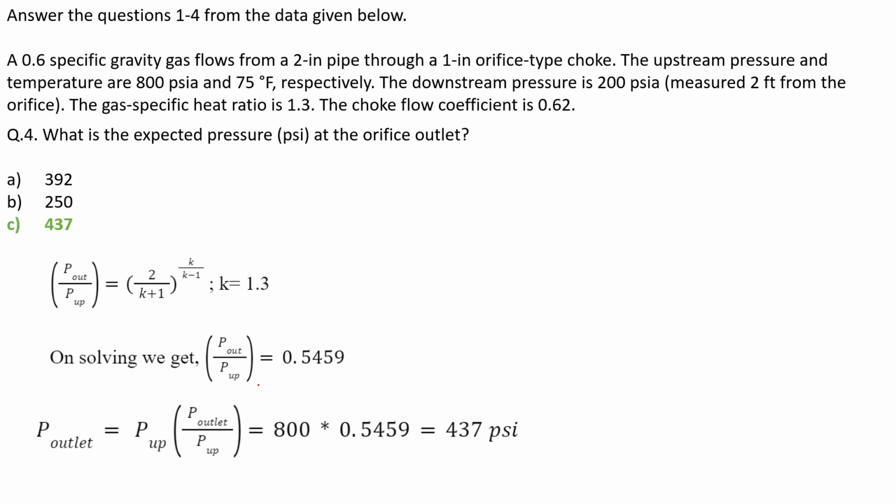Putting in this K value, we found that P outlet divided by P upstream is equal to 0.5459. Now they are asking us to find this P outlet. Initially we knew the ratio, now we have to find the particular value. So P outlet will be equal to 0.5459 multiplied by P upstream. The P upstream value we already know, that is 800 psi. We multiply 800 with this ratio and find the pressure at the outlet, which is 437 psi. So option C is the answer.